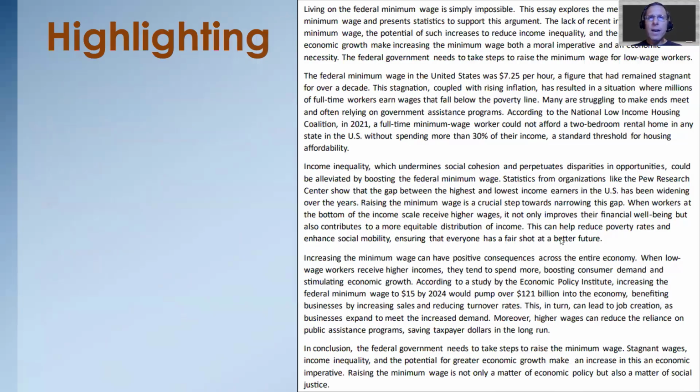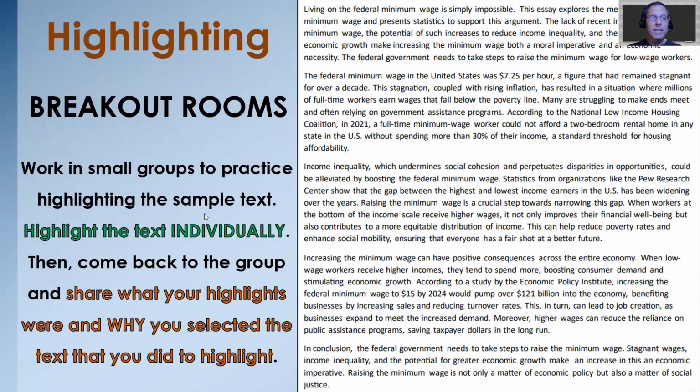So here we've got a sample essay which covers the minimum wage in the United States, and it talks about reasons why we should raise the minimum wage. And we're going to look at how we can highlight this, and we're going to use just one color, and we're only going to highlight the main idea and the supporting details. Okay, so you can pause your video and highlight this text on your own, and then I'll come back and share my answers. Okay, so go ahead and pause and complete that now.